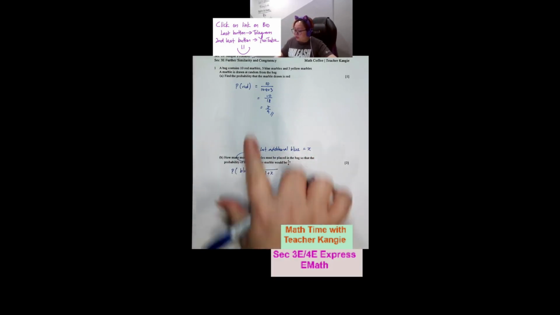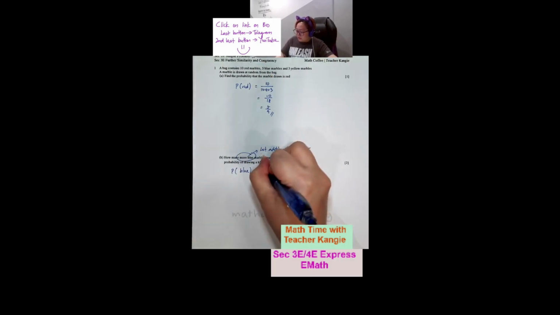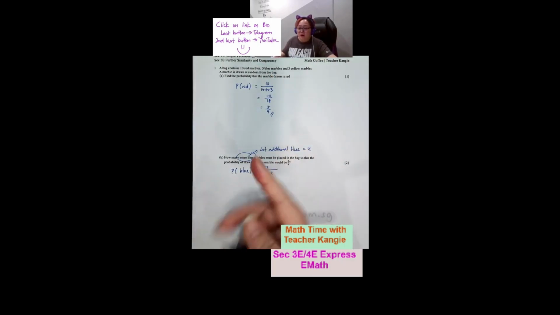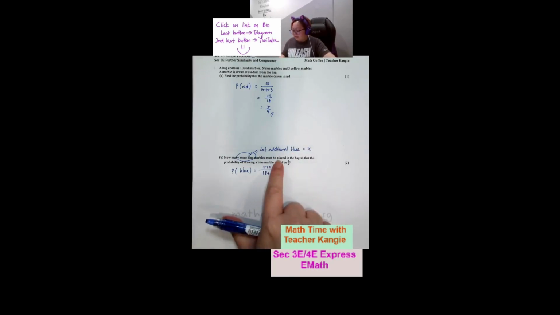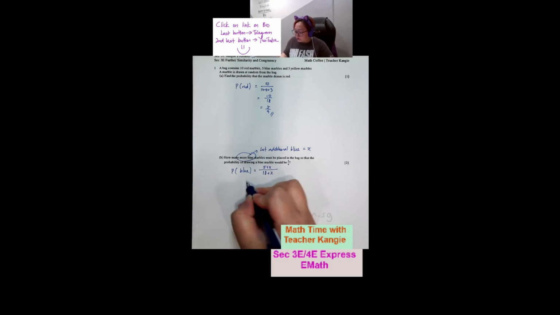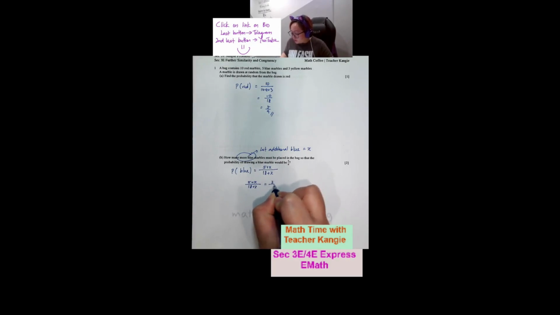As for the blue, initially it has 5. Because I also add X number of blue, the numerator is 5 plus X. So the probability of picking a blue will be 5 plus X over 18 plus X. Correct? And they tell you that it is 3/4. So you just form an equation: 5 plus X over 18 plus X equals 3/4.